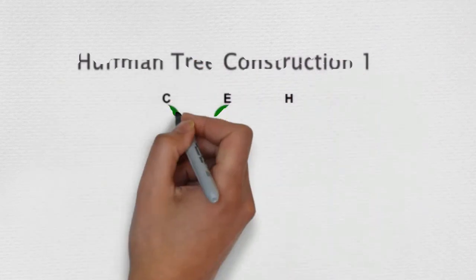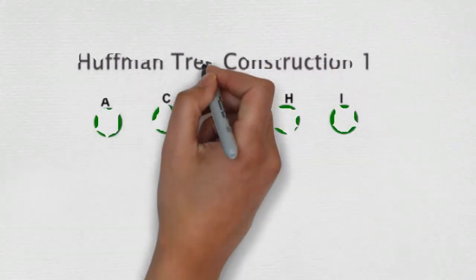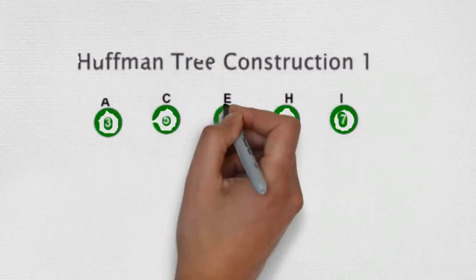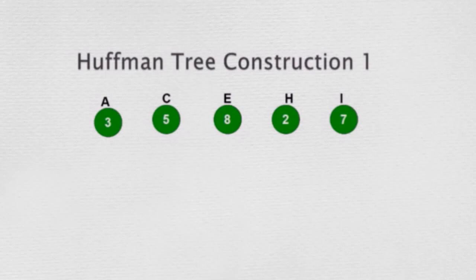Till now we have discussed how to encode and create a tree. Let us consider an example. In this example, A occurs 3 times, C occurs 5 times, whereas E, H and I occur 8, 2 and 7 times respectively.